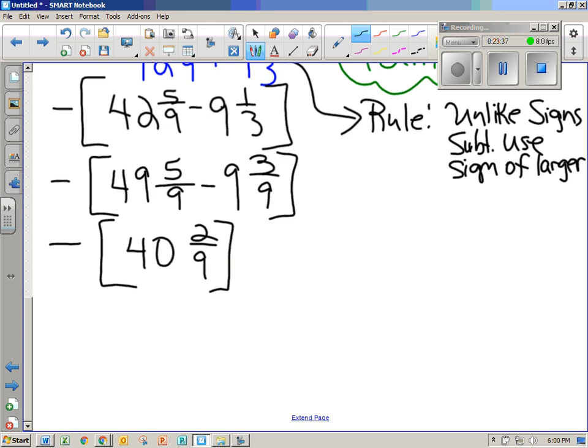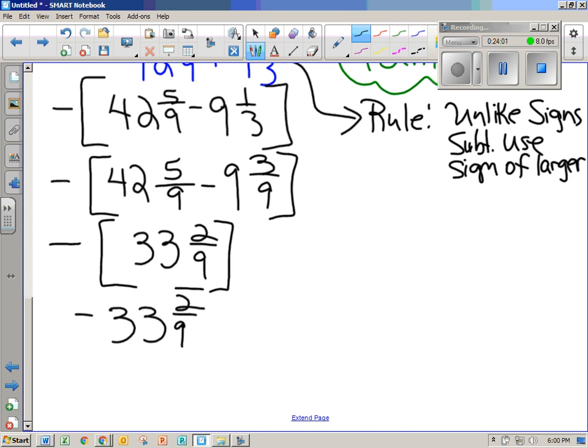Oh, wait a minute. Found my mistake right here. I have a 42, and then all of a sudden I started writing 49. Well, that was silly. I don't know what I was thinking there. 42. So now I need to subtract 42 minus 9, which is actually 33. So my result is negative 33 2/9.